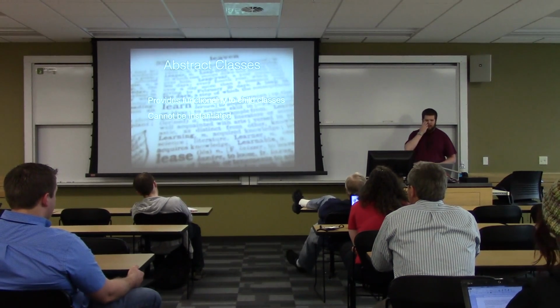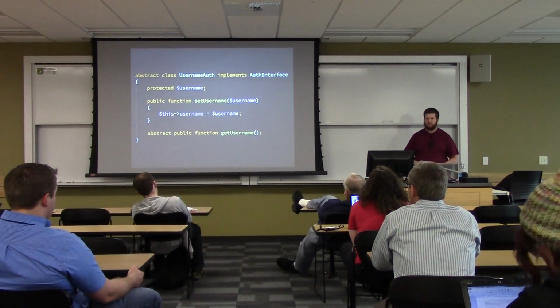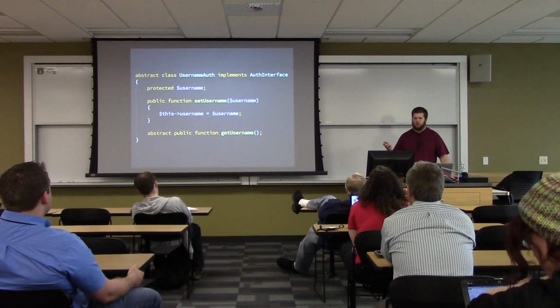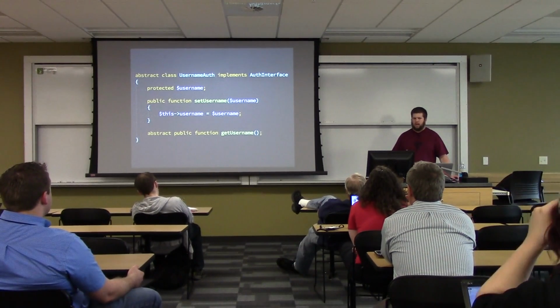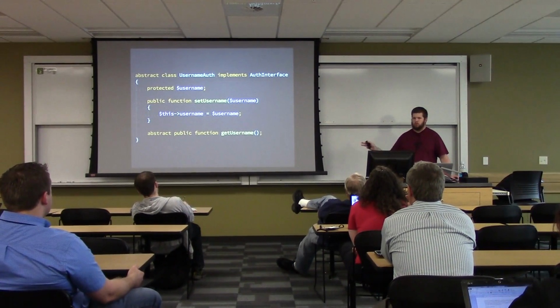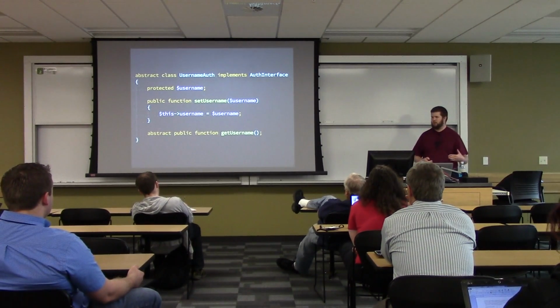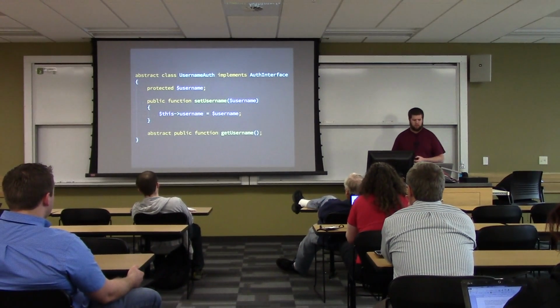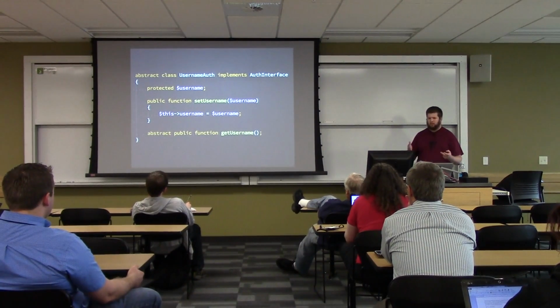So let's say we have an abstract class here, username auth, right? And we're providing functionality. We say, okay, you've got a username variable, you've got a set username, but how you get the username, you have to define that. So we've defined a function that must be defined in our child class. We've defined the fact that this is an abstract class here. So you can't instantiate this thing because it doesn't have all the functionality it needs, but it does provide some of the functionality, okay?